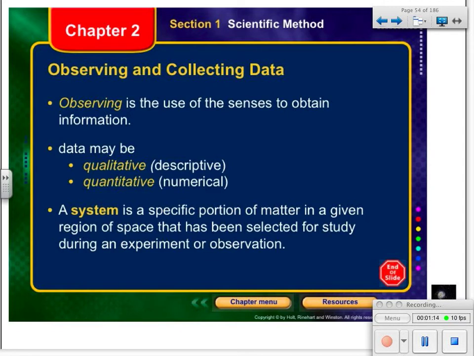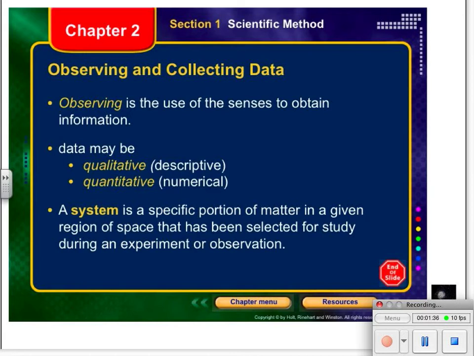Qualitative is a description. You think of the word quality. What does quality mean? How do you describe it? Can somebody describe quality for me? Basically, qualitative means this is a round object. I observe that it's a hot day. I observe that this is quicker than this. I observe something that's not a number.